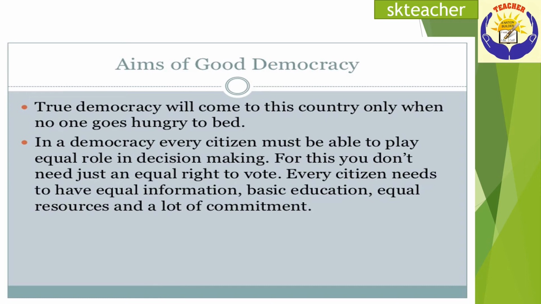Apart from all this, we have to see a little broader view of democracy, that is, the aims of good democracy. Under this, we have two important parts. True democracy will come to this country only when no one goes hungry to bed. That is, poverty should be eradicated. The second one is, in a democracy, every citizen must be able to play an equal role in decision making. For this, you don't need just an equal right to vote. Every citizen needs to have equal information, basic education, equal resources, and a lot of commitment. So with these 2 points, we have the important aims of good democracy in each and every nation in this world.